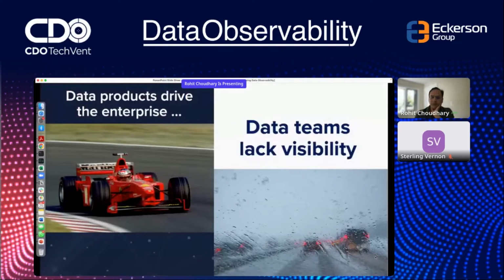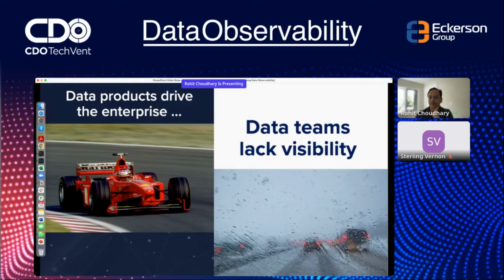So what is then the problem? Why are we talking about this? The real thing is that all the enterprises and the enterprise leaders expect and hope for data to have clear roads, great tracks, the fastest car, winning all the races. But the real problem is what you see on the right.